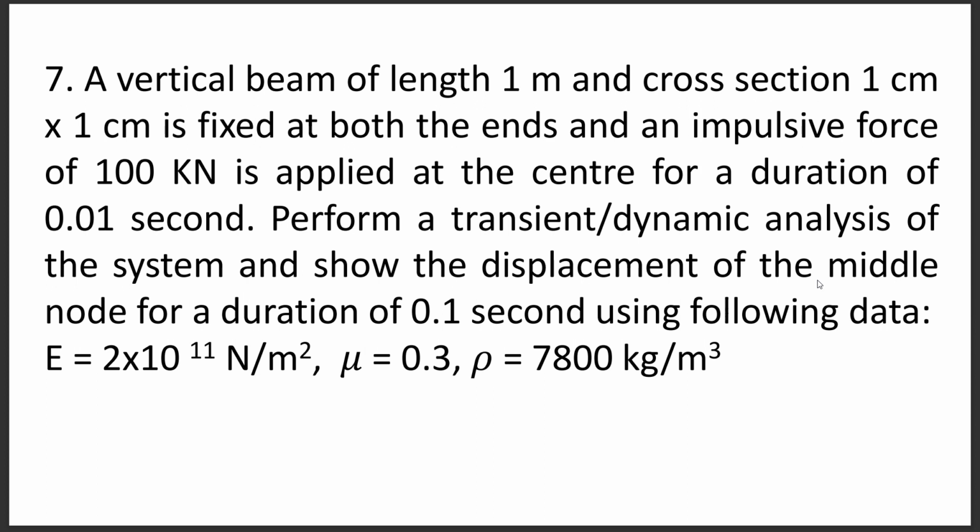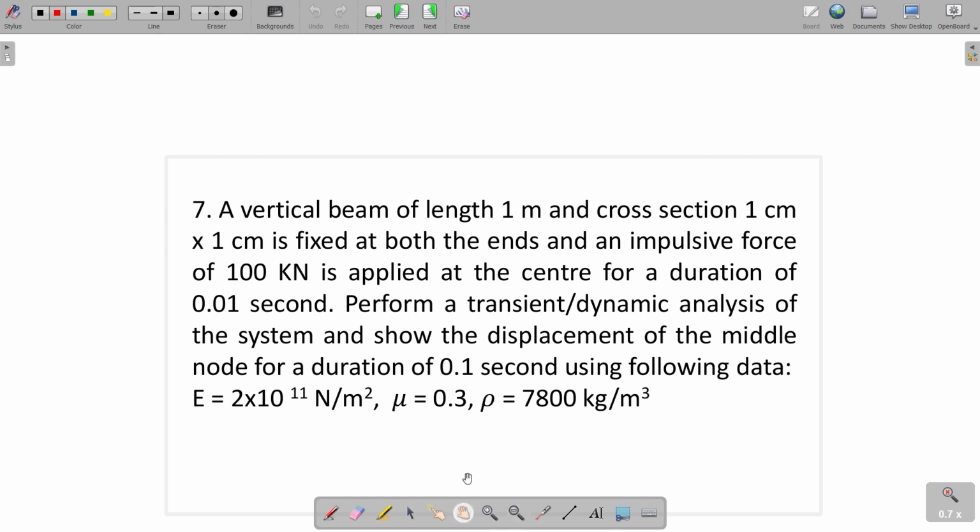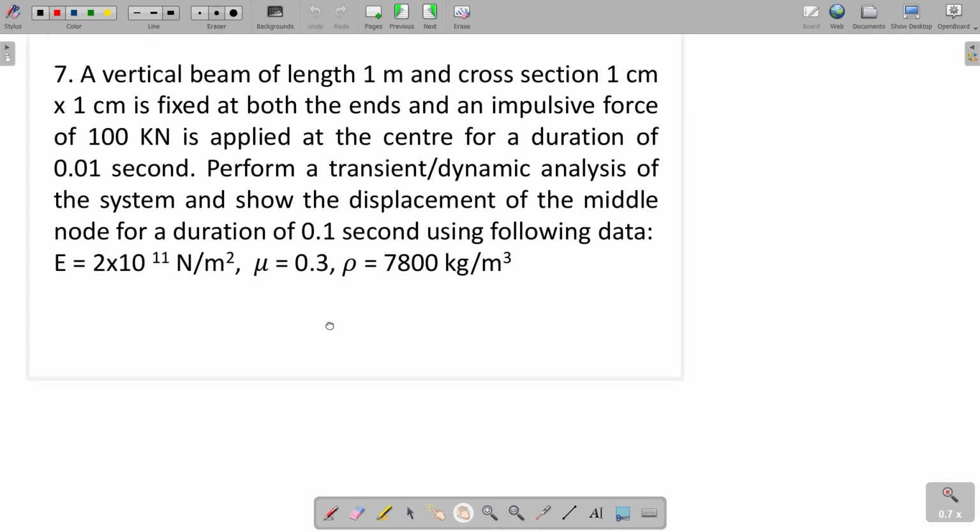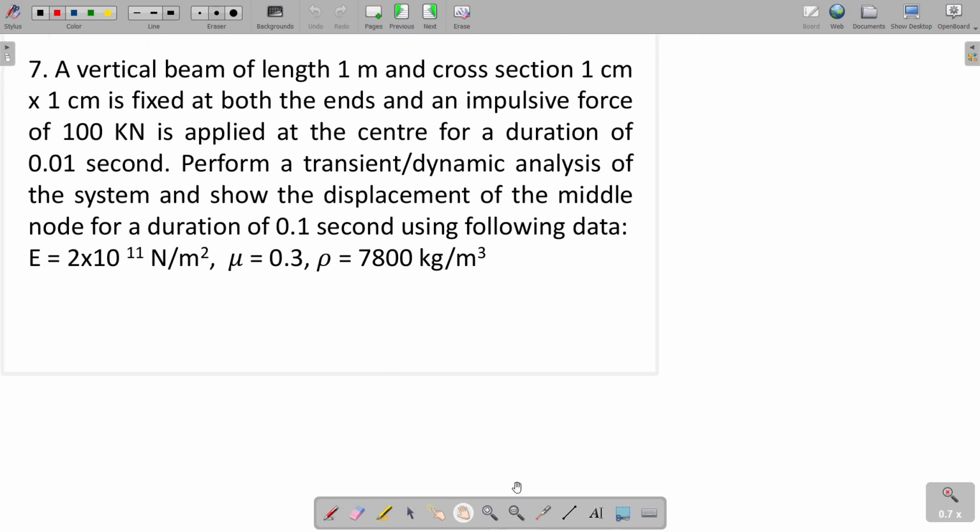The material specification is provided as modulus of elasticity is 2 into 10 to the 11 Newton per meter square. Poisson's ratio is 0.3 and density equal to 7800 kg per meter cube. Let us understand the problem. For understanding this one, we need to draw it. Alright. Let us make a sketch for understanding this one.